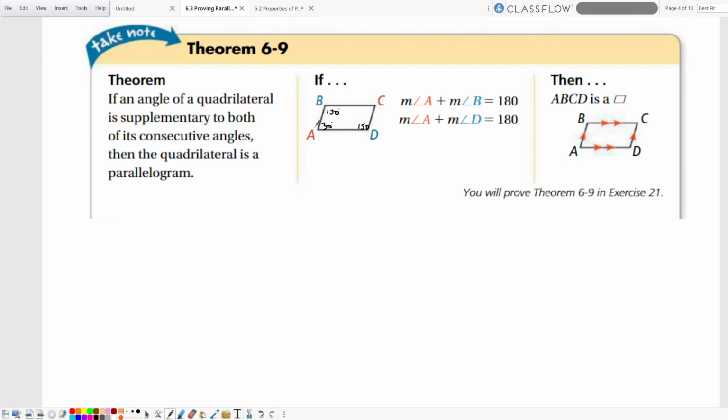So if one angle is supplementary to both of its consecutive angles, if I only had A and B and I didn't know D, that would not be enough. You need one angle and both of its consecutive angles being supplementary.